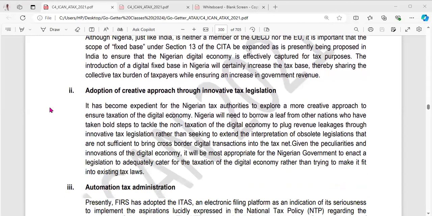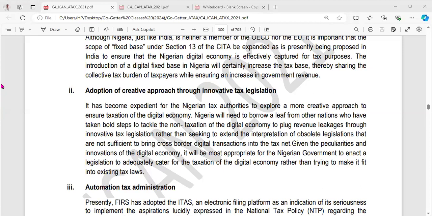Now, adoption of a creative approach through innovative tax legislation. It has become expedient for the Nigerian tax authority to explore a more creative approach to ensure taxation of the digital economy. So Nigeria will need to take a lesson from other nations that have taken a bold step to tackle the non-taxation of the digital economy, to plug revenue leakage through what they call innovative tax legislation, rather than extending the interpretation of obsolete legislation to cover broad digital transactions, cross-border digital transactions. So they have creative innovations for their digital economy, so that they are not just following the old obsolete law.